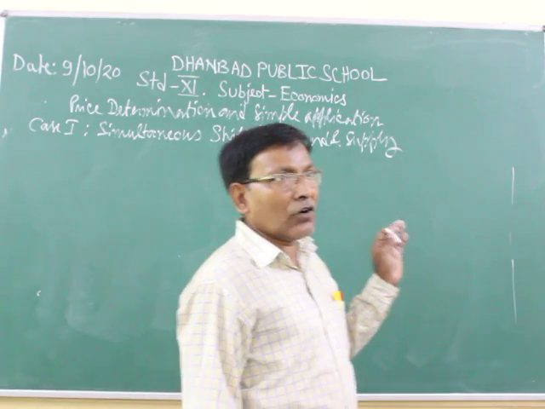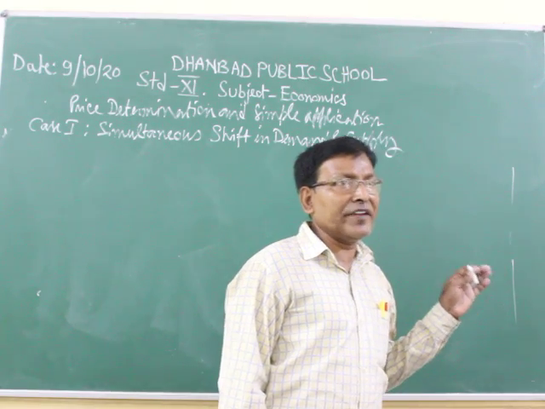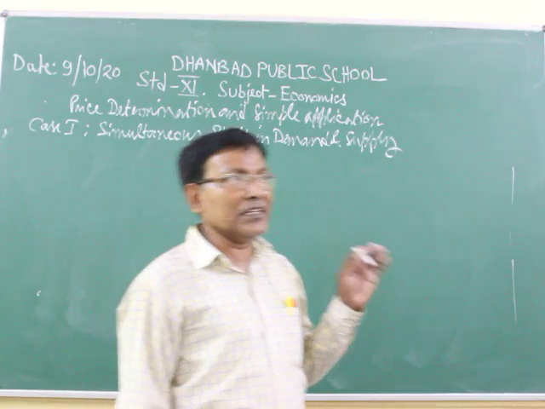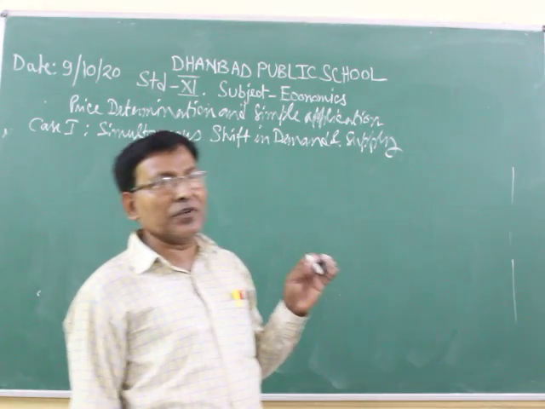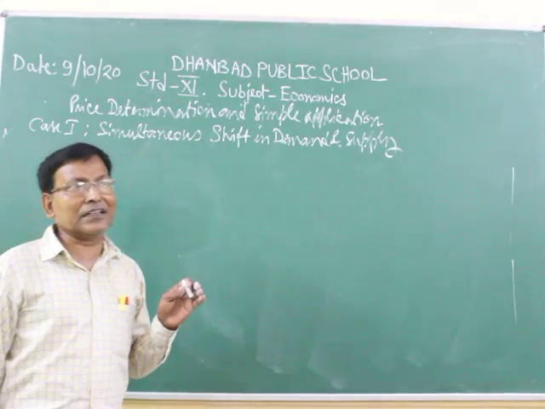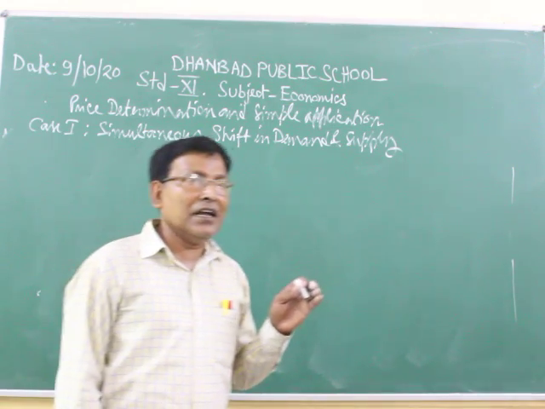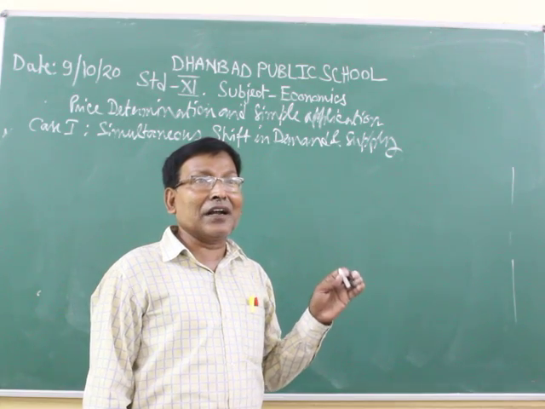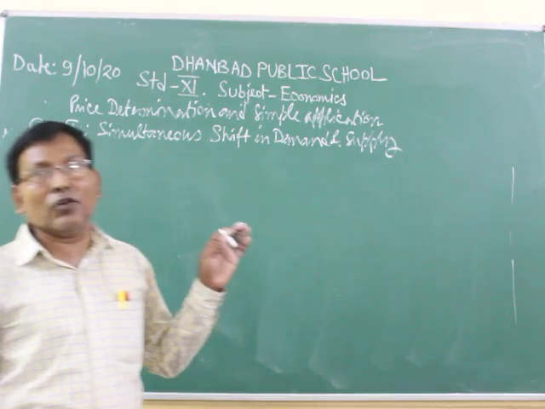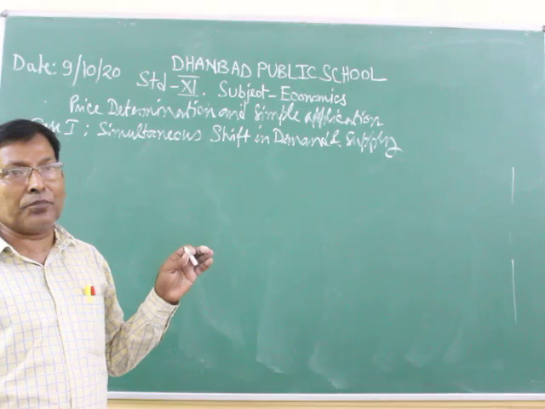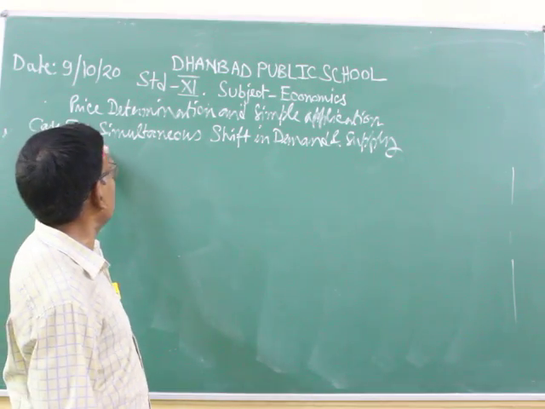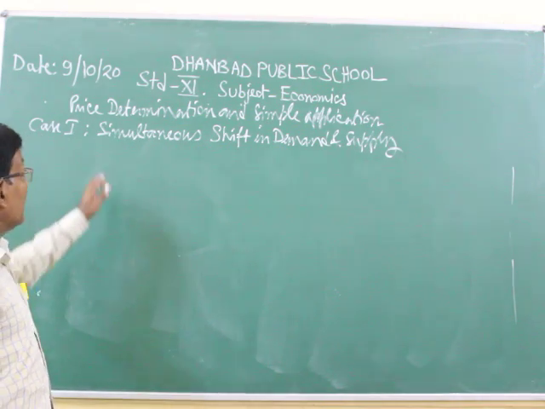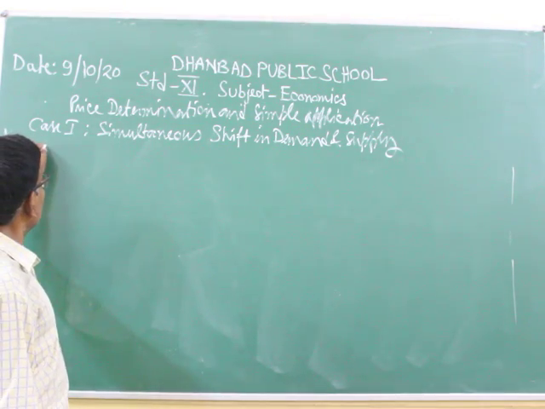In one case, only demand will change and supply will be constant, and we have to show the impact on equilibrium price and quantity. The second case is supply will change and demand will be constant. And the third one is we change both demand and supply. In that case, what will happen to equilibrium price and equilibrium quantity? That is the meaning of simultaneous shifting of demand and supply. It has so many subcases.